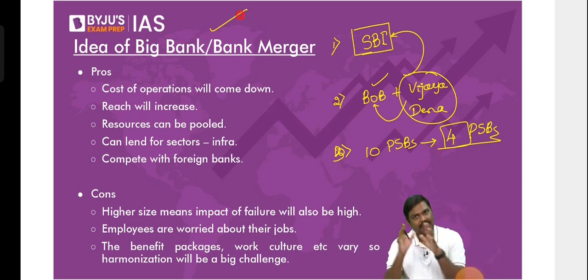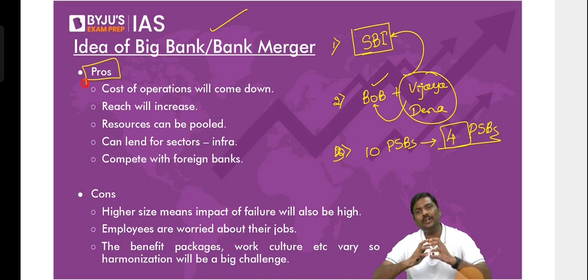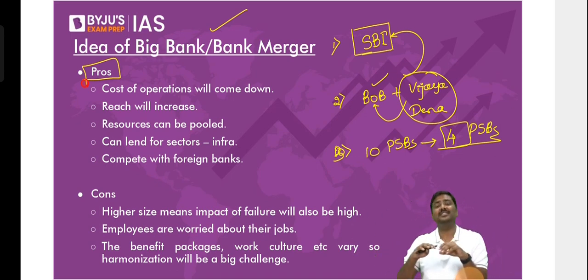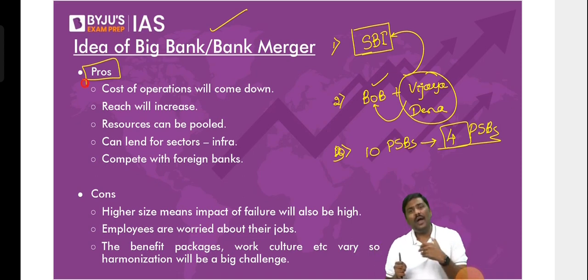And is there any danger? Let's try and understand it. What are the pros? What are the achievements? What are we trying to achieve with these kinds of mergers? First one, whenever you merge these banks, you are going to create a much bigger bank. You merge 2 banks and you create a bigger bank like this. Why are we creating it?